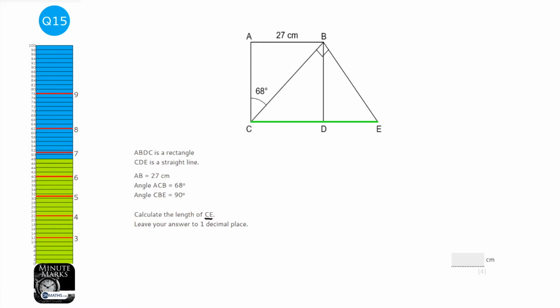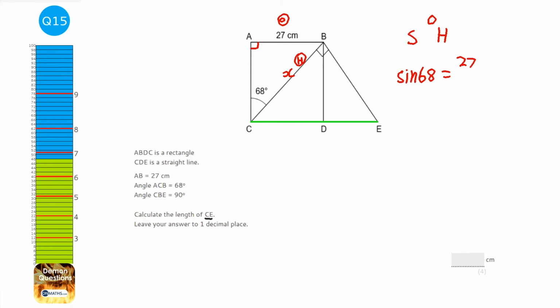I'm going to label this x, and I realise that it needs to be trigonometry because this is a rectangle, that's a right angle. So we've got the opposite and the hypotenuse, so we're going to use sine, SOH. So sine 68 equals 27 over x, and I'm going to times both sides by x and divide both sides by sine 68. So that gives me x equals 27 over sine 68.